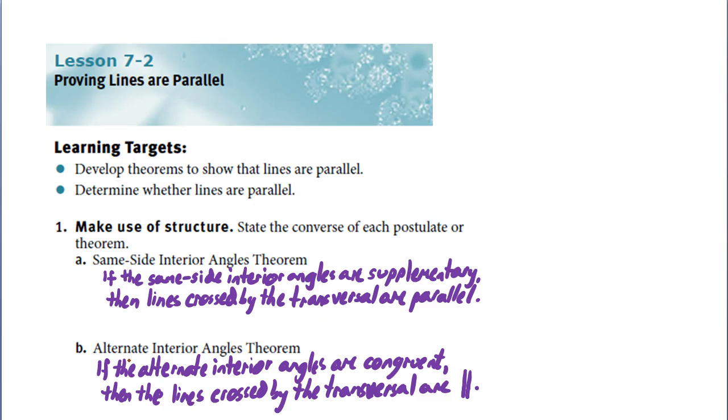Question B, let's do the converse of the alternate interior angles theorem. It would look like this. If the alternate interior angles are congruent, then the lines crossed by the transversal are parallel.